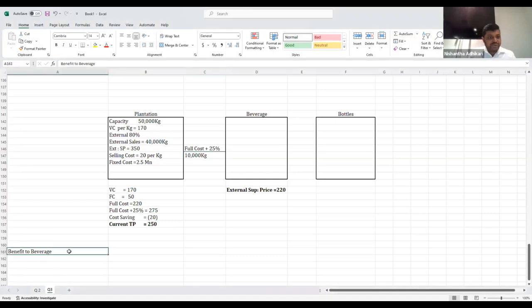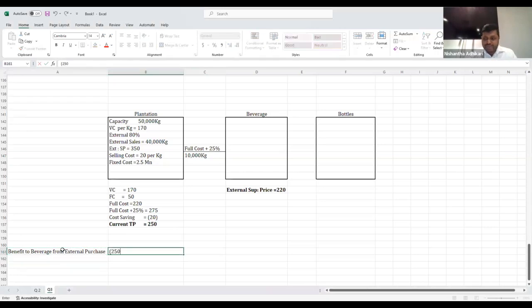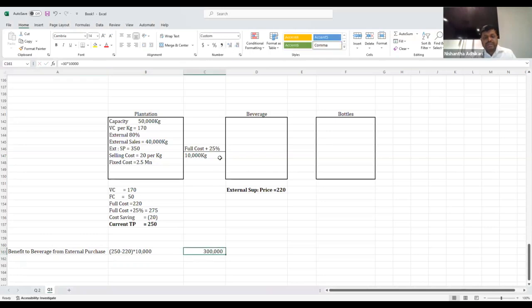Benefit to beverage from external purchase will be how much? 250 minus 220 into 10,000 units. 30 into 10,000, 300,000 is a favorable benefit. What is the loss to the plantation division?